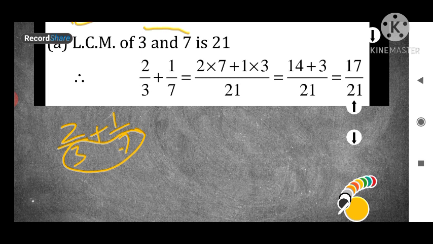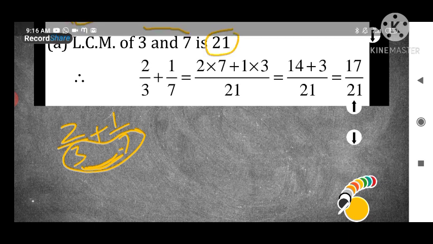Now you can see 3 and 7, they do not have any common factor except 1, isn't it? Then what will be their LCM? Their LCM will be their multiplication. Now 7 into 3 is what? 21. So we can find the LCM like this. If they do not have any common factor, then directly we will multiply, so that value will be their LCM.